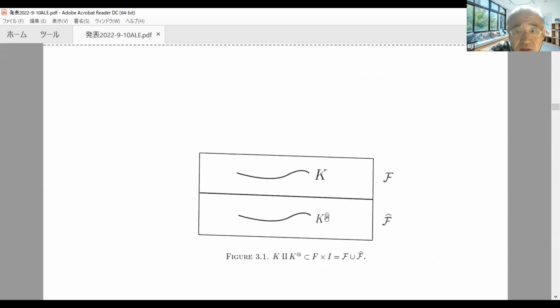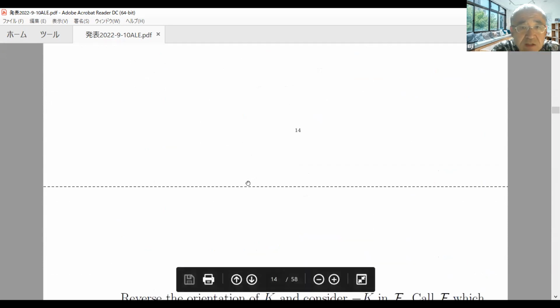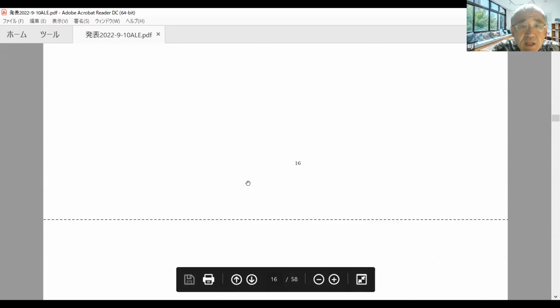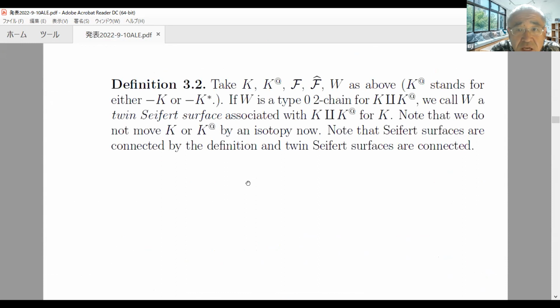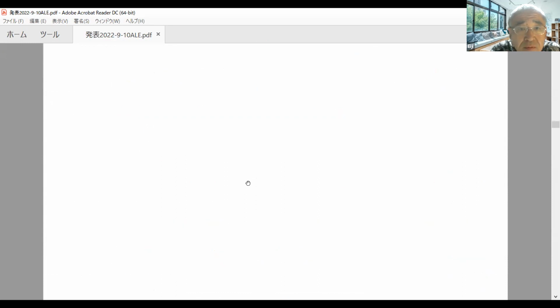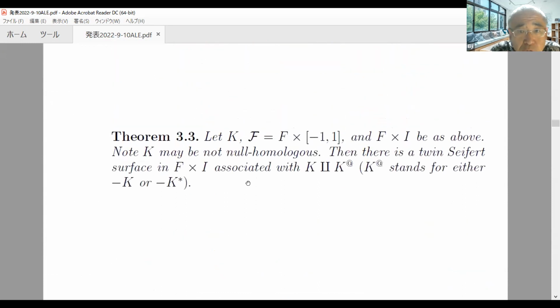We take K and minus K or minus K star. The disjoint unions are null homologous. And there are many kinds of Seifert surfaces, but we take the zero chain, zero type. K may be not null homologous, but there is a twin Seifert surface.